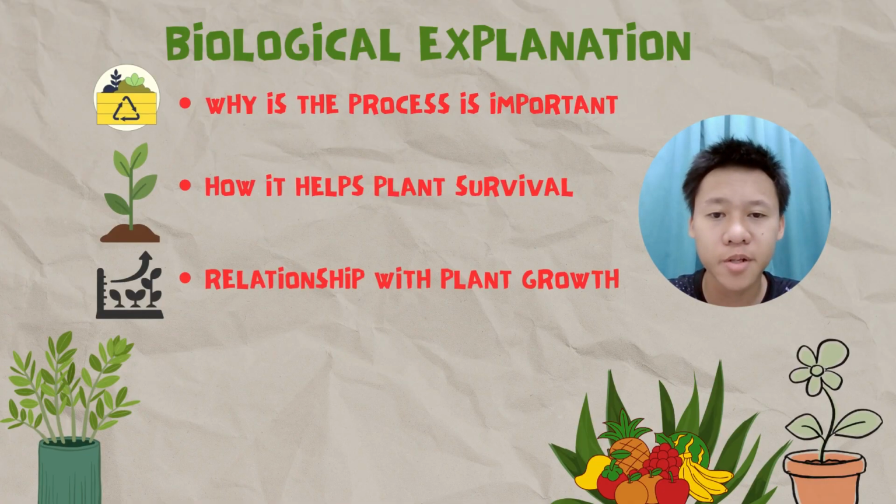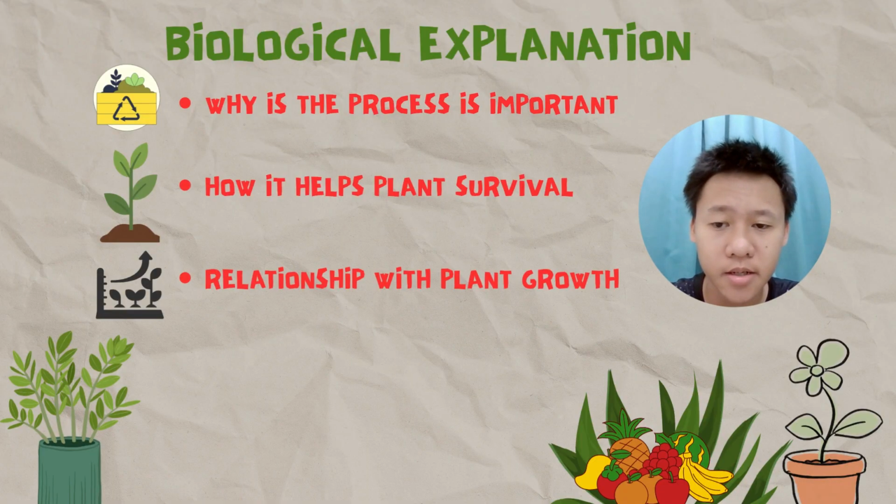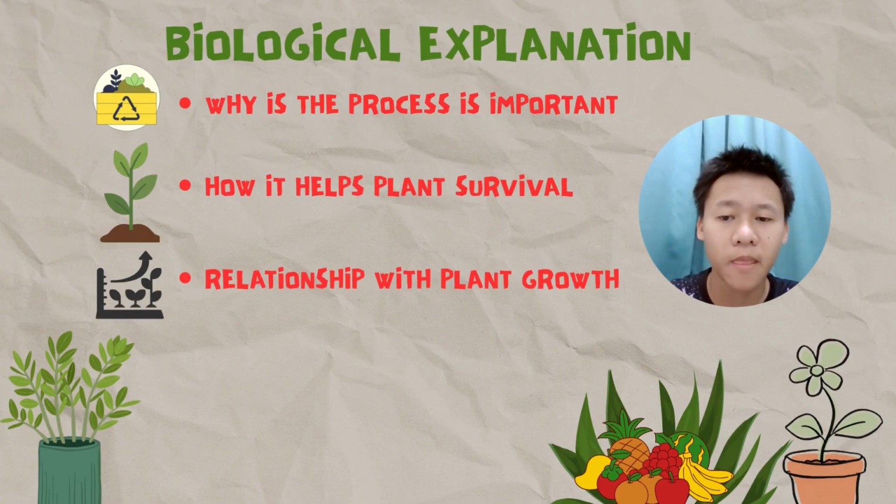The biological explanation of photosynthesis is, first, photosynthesis is important because it changes sunlight into energy. Besides, it makes glucose for food and releases oxygen for living organisms. Second, it helps plants survive by giving energy for respiration, building strong structure, and providing materials for metabolism. Lastly, photosynthesis supports growth by fueling cell division, increasing biomass, and driving development from germination to fruiting.